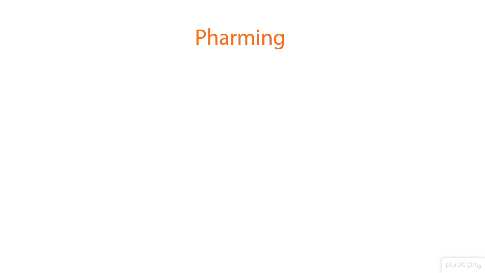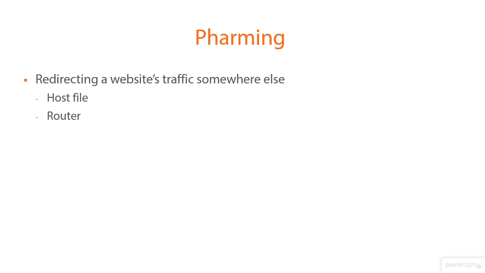Okay, next we have farming. And farming is basically the redirecting of a website's traffic to somewhere else. So a host thinks they're going to website A, but they're actually going to website B. Okay, so instead of going to a legitimate website, they're going to a fraudulent website. And that can be accomplished by modifying either the host file on the host or the router itself.